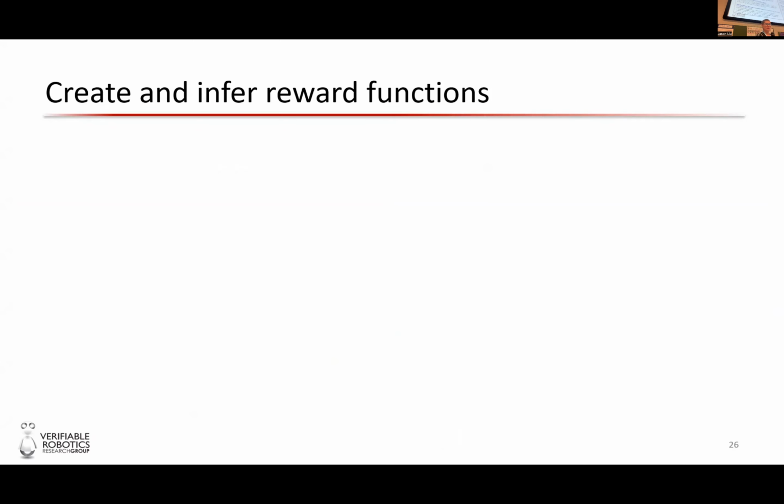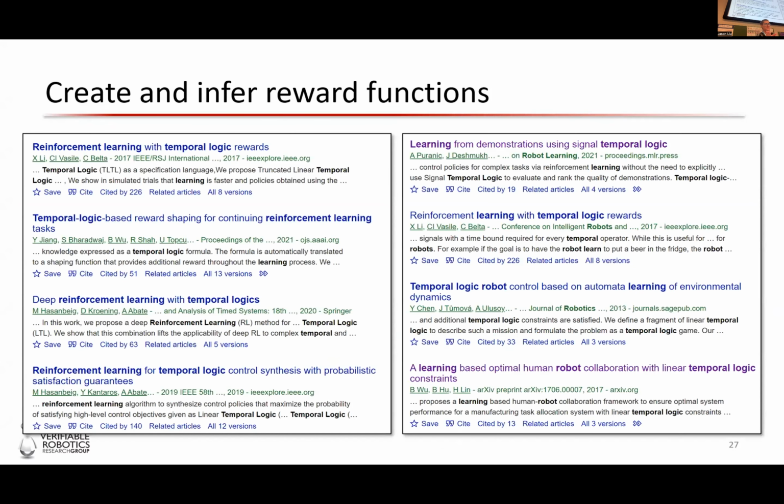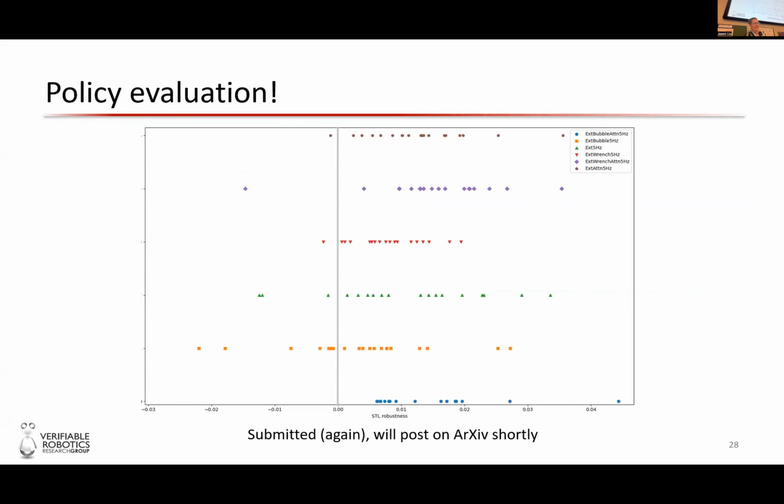So there's a bunch of work. I mean, this is just a random Google. I need to go more deep into what people are doing. It's really cool, in terms of using temporal logic as reward functions, learning them from people, using them to ensure safety of RL. There's some going back and forth between temporal logic and a reward function.